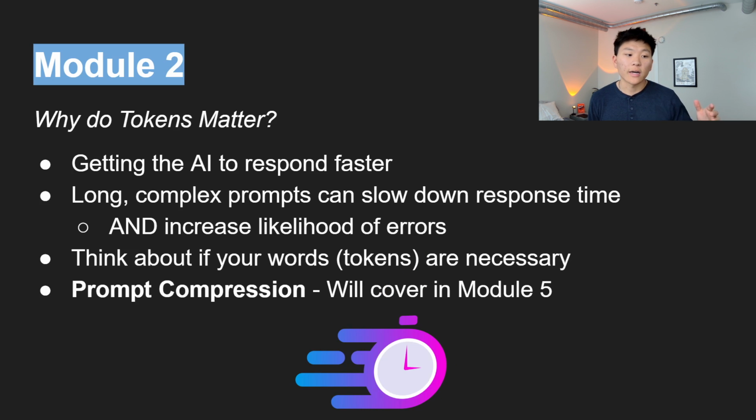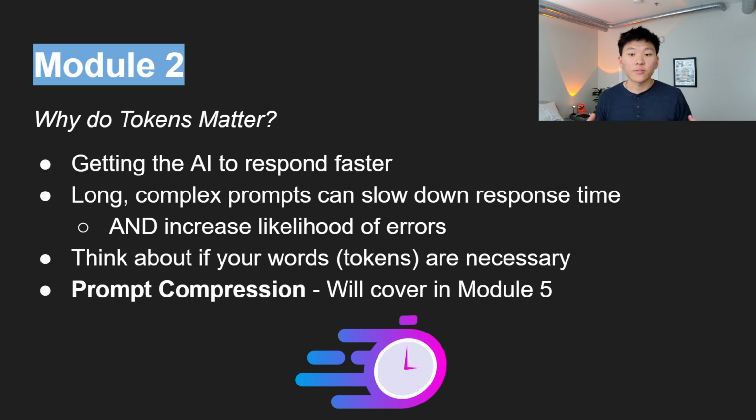And so why do tokens matter? Obviously it's about saving money, but efficiency isn't just about saving money. It's also about getting the AI to respond faster and in a more streamlined way. For instance, if you have a prompt that's way too long and complex, it's going to slow down the response times, meaning how long your agent takes to respond and get the job done, but it's also going to increase the likelihood of error within your workflow.